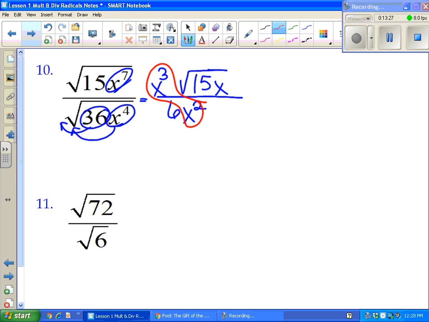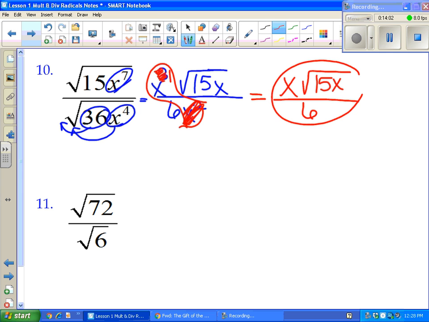I have x's on top and bottom. X to the 3rd is really like x times x times x on the top of a fraction. X to the 2nd on the bottom is like x times x. It turns out you can cancel 1x on top with 1x on the bottom. So these 2 x's cancel out all of these except for 1x, this one right here that I have drawn separately. So I can actually cancel out some of the x's. So my final answer is 1x that's left, square root with 15 and x inside, over 6. Final answer.